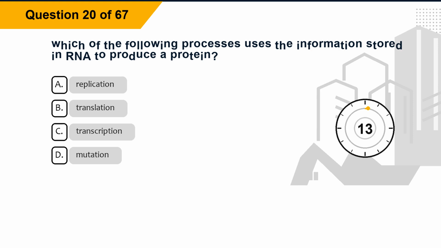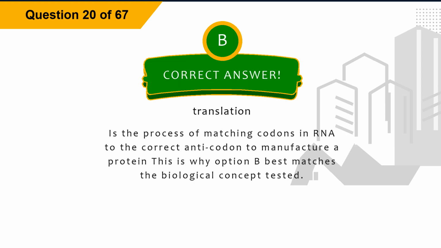Question 20. Which of the following processes uses the information stored in RNA to produce a protein? Option A, replication. Option B, translation. Option C, transcription. Option D, mutation. The correct answer is option B, translation. Explanation. Translation is the process of matching codons in RNA to the correct anticodon to manufacture a protein. This is why option B best matches the biological concept tested.